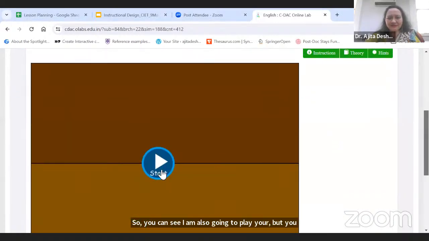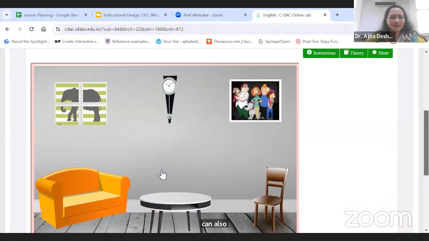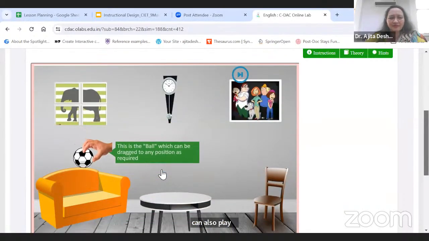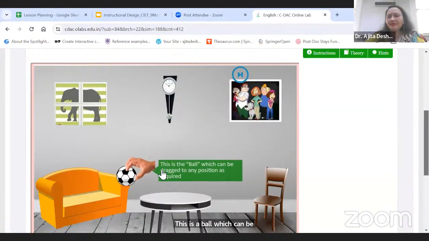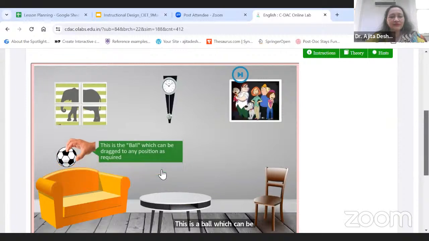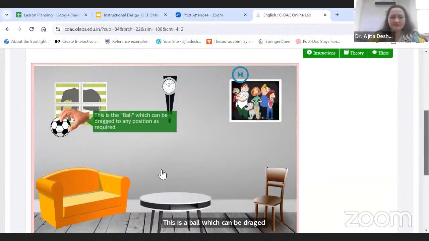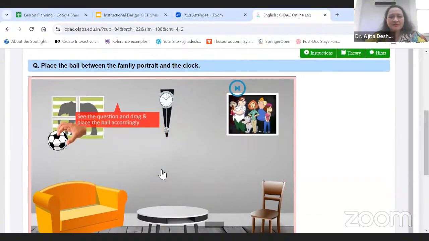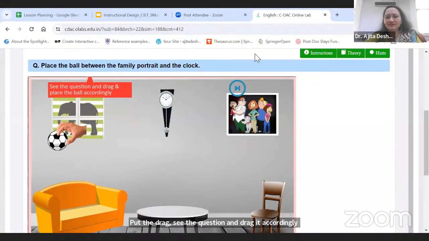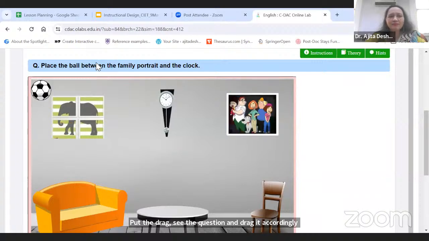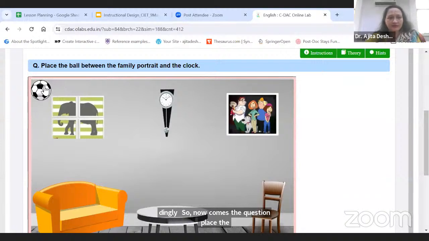So this is start. So now there comes a ball there. This is a ball which can be dragged, okay, to any position. ठीक है भाई, हमको सब बता रहे हैं वो where and how. So we just have to use the mouse and drag. See the question and drag it accordingly. Okay, that's the instruction that is there. So now comes the question. Place the ball between the family portrait and the clock. So I'm going to do it wrong. Okay.